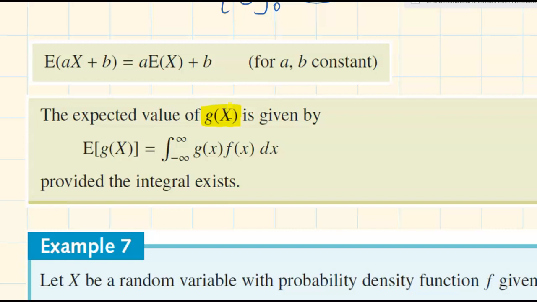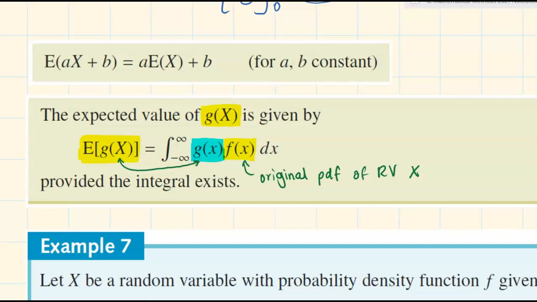Good. So if the integral exists and you need to find the expected value of a composite function, have a look at what we do. We keep the original PDF. That's my original probability density function of the random variable x. And then we multiply that by g of x, which you can see is just the function defined on the outside. I think this will make a little bit more sense when you see it in action.